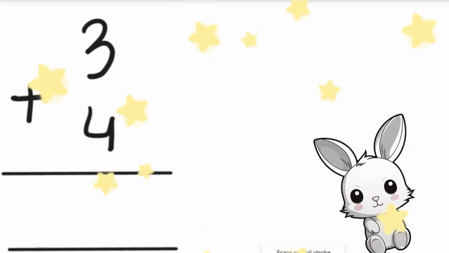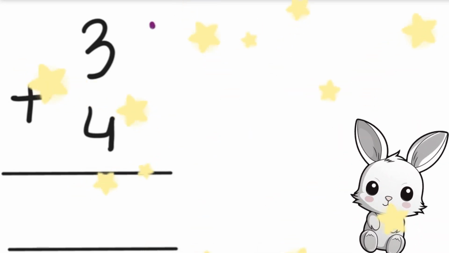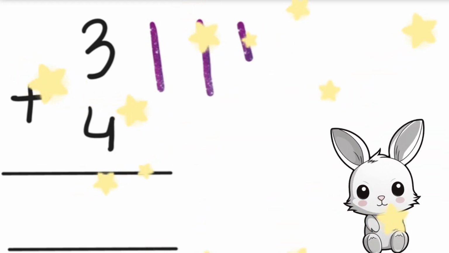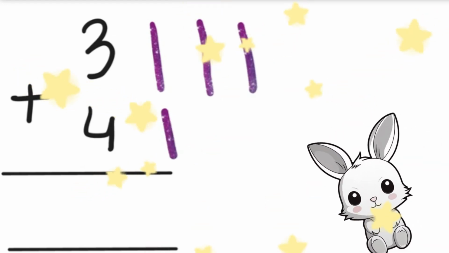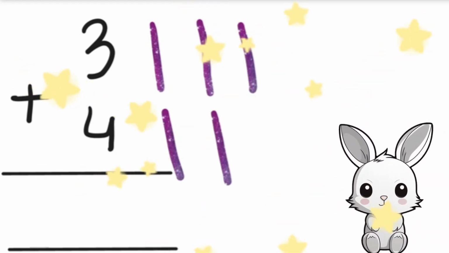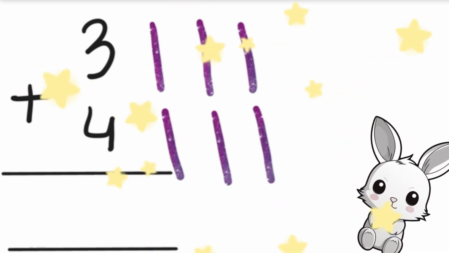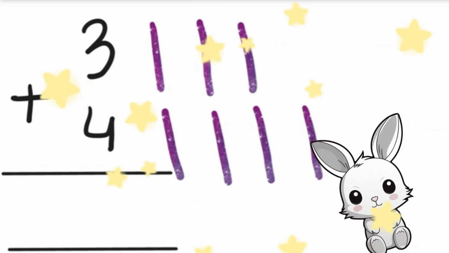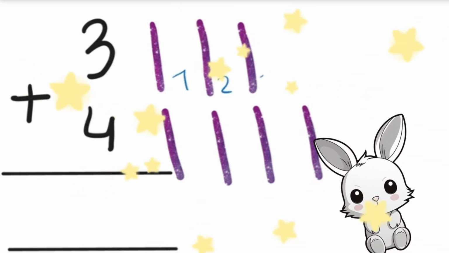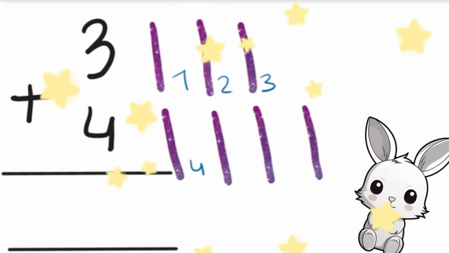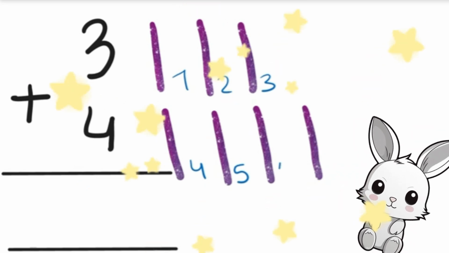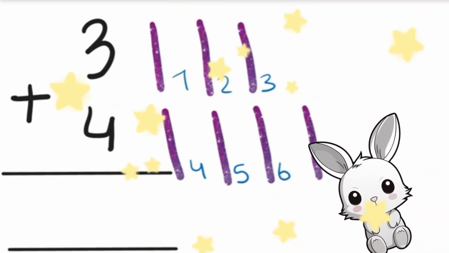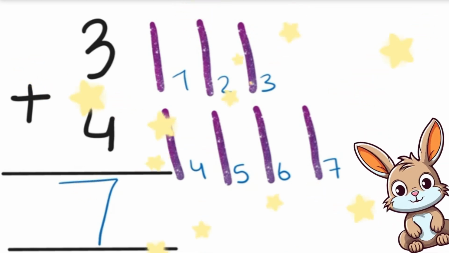3 plus 4. So let's draw 3 lines for 3. 1, 2 and 3 and 4 more for the digit 4. 1, 2, 3, 4. So let's count them all together. 1, 2, 3, 4, 5, 6, 7. So 3 plus 4 is 7.